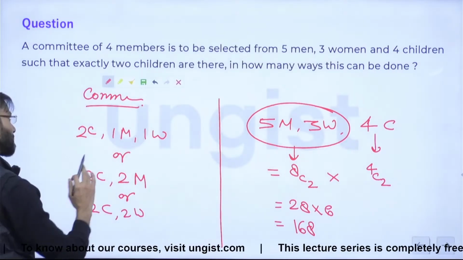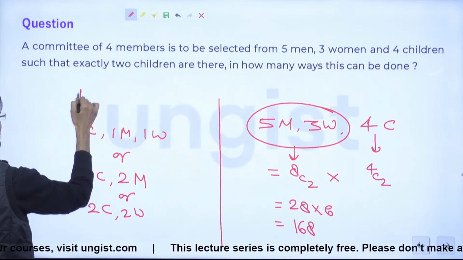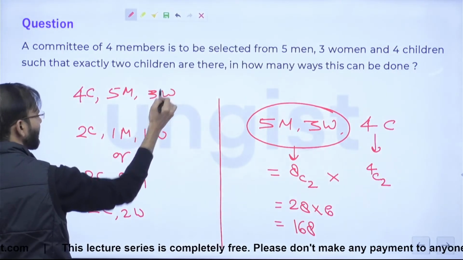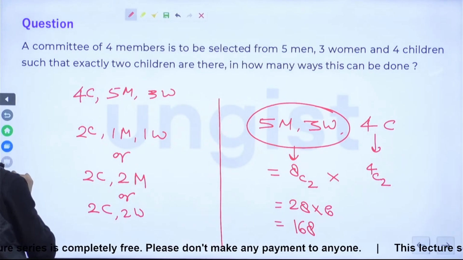Now guys, let's solve it here also. Fine. We have 4 children, we have 5 men, we have 3 women. Correct? Everybody? I'm solving it here. And friends, just tell me this.